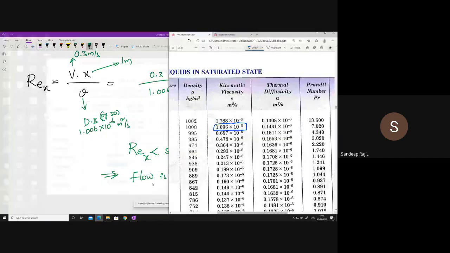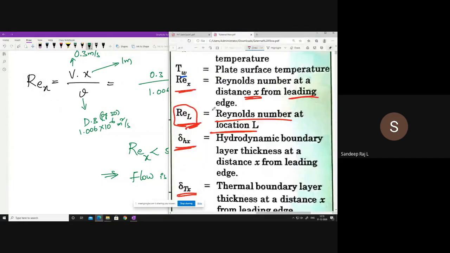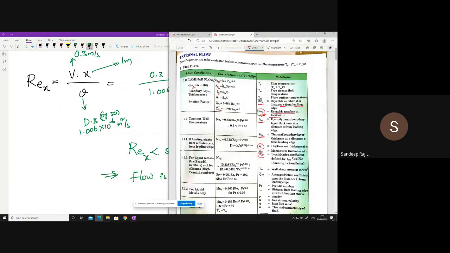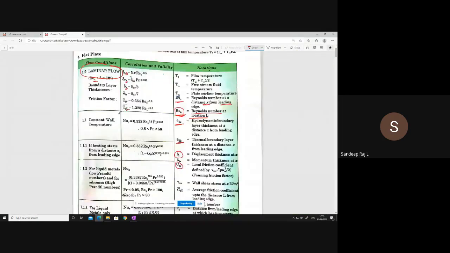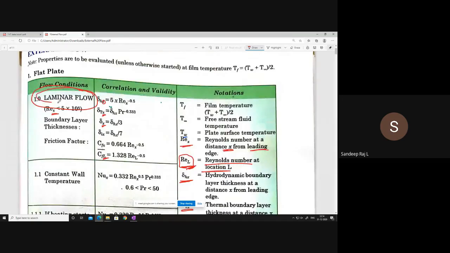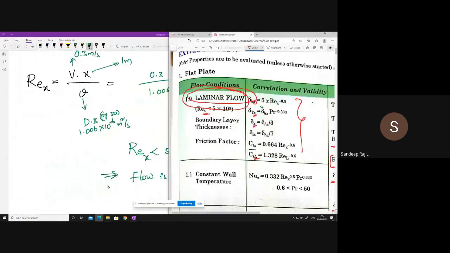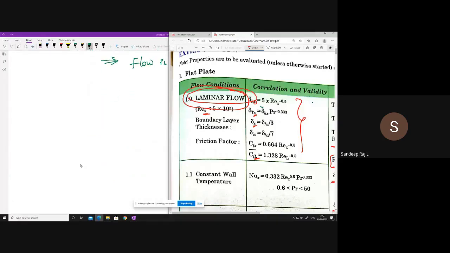Once you are sure that the flow is laminar, you can refer to all the formulas that are given under the laminar flow section in the data book. So if the flow is laminar flow, you can use all the formulas that are given to you here under this laminar flow. So let me write all those formulas here.